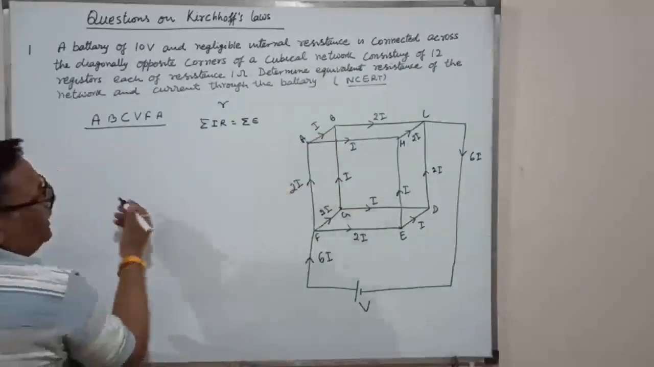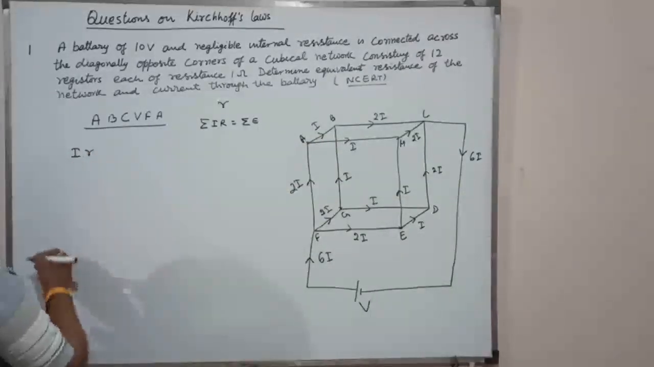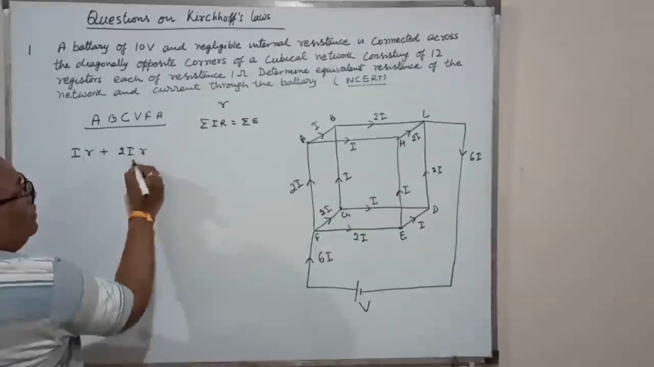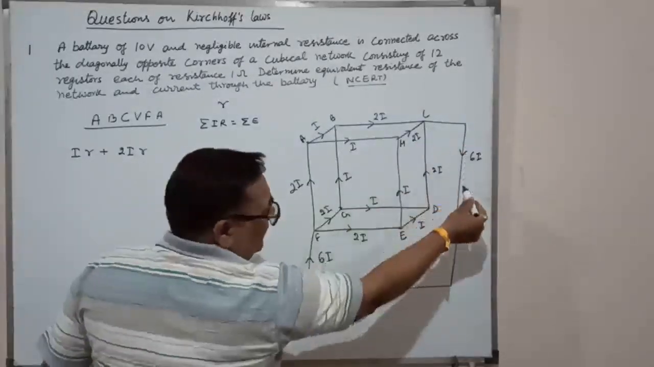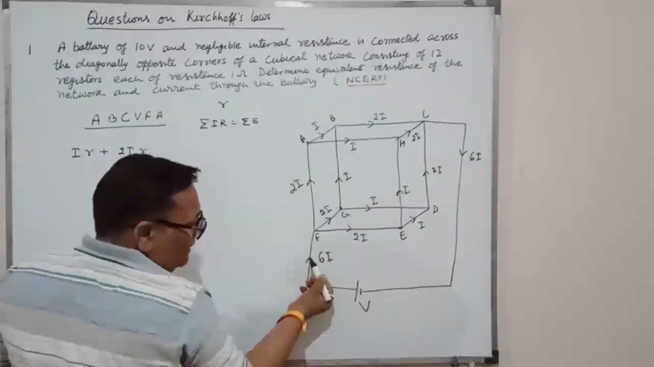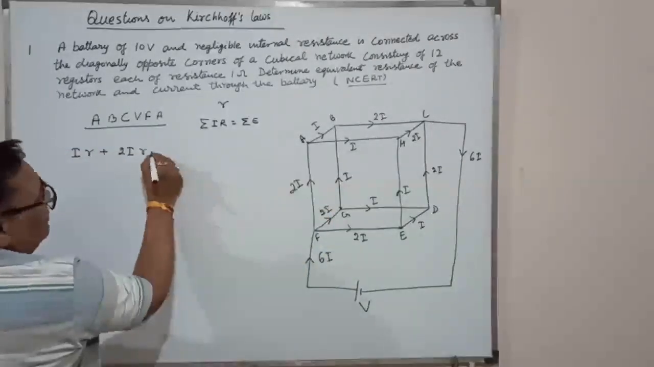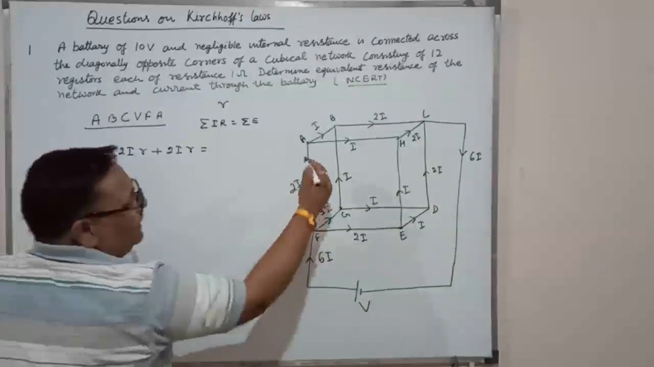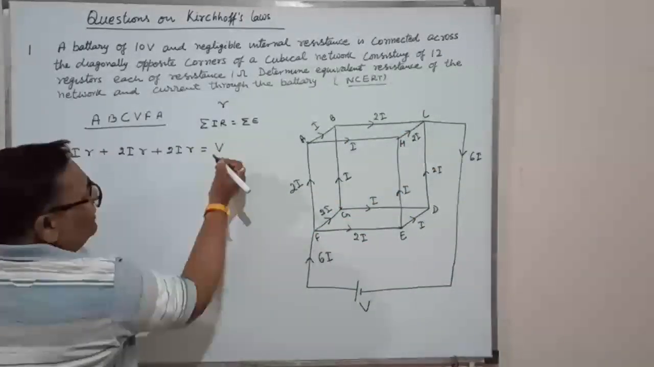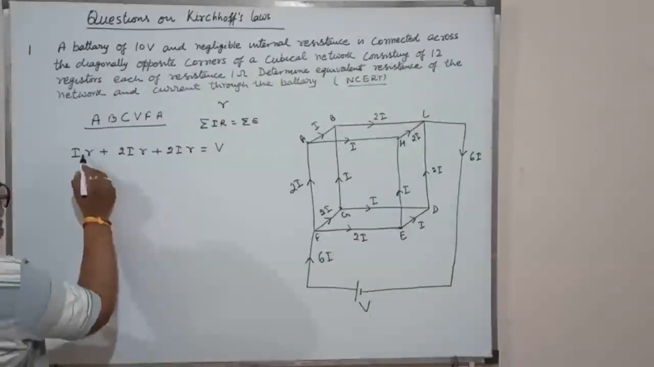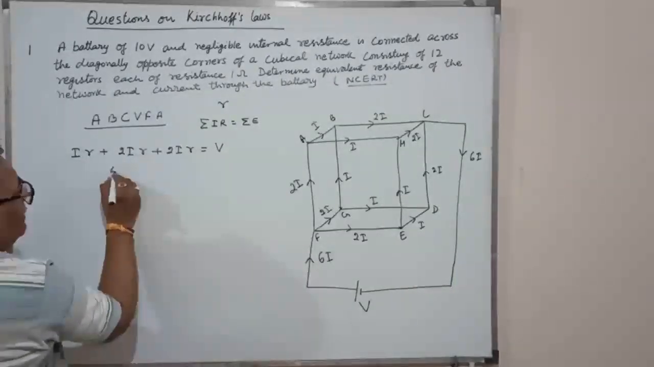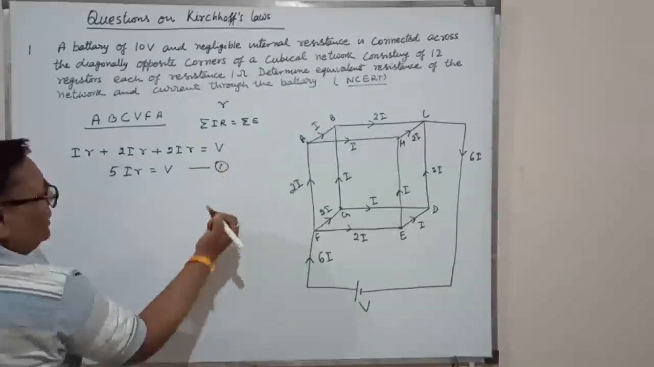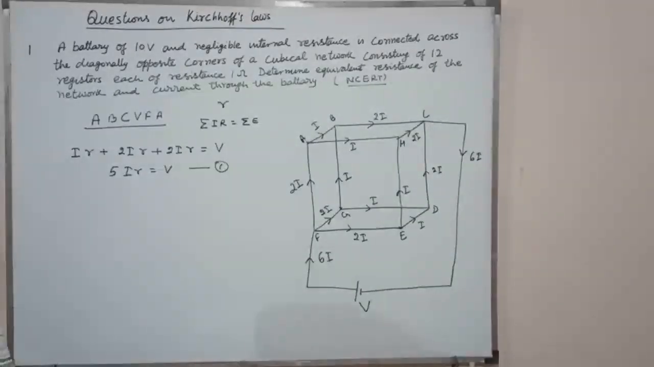Apply this rule. From A to B, I into R. From B to C, 2I into R. From C to this side, no resistance, and here again plus 2I into R, and sigma E, there is a single battery, this is V. Or this equation, IR plus 2IR plus 2IR, this is 5IR is equal to V. This is equation first. Clear?